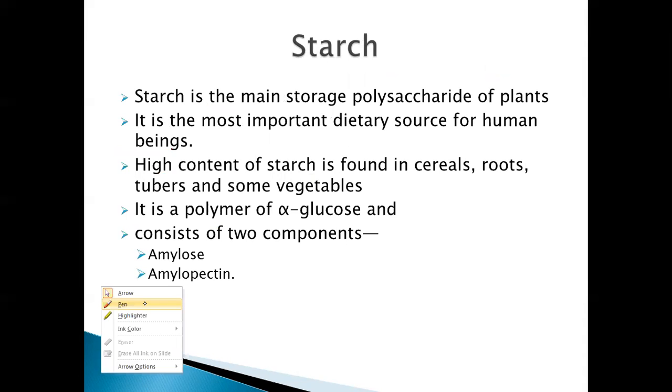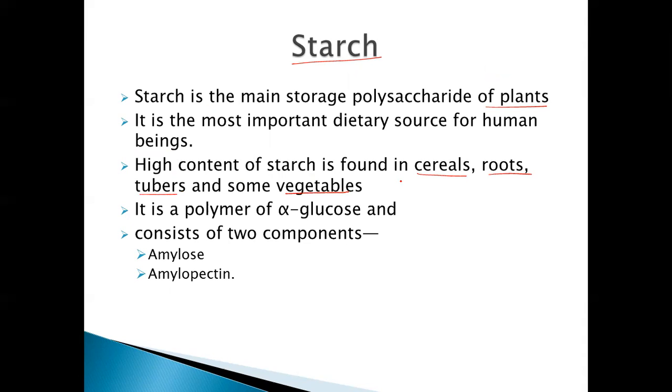First of all, the starch. Starch is the main storage unit in plants. For human beings, the sources of it are cereals, roots, tubers, and some vegetables, and so human beings get this starch from cereals, roots, tubers, and vegetables, and therefore it forms a major dietary source for human beings. What are the structural units of starch? It is glucose. What type of glucose?